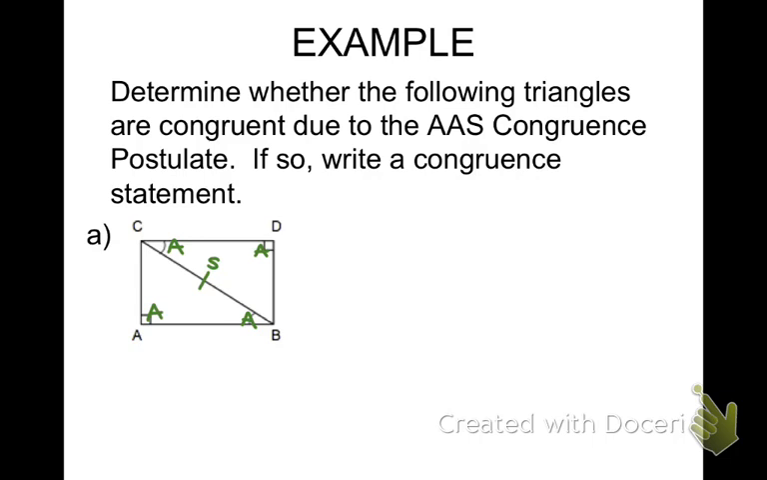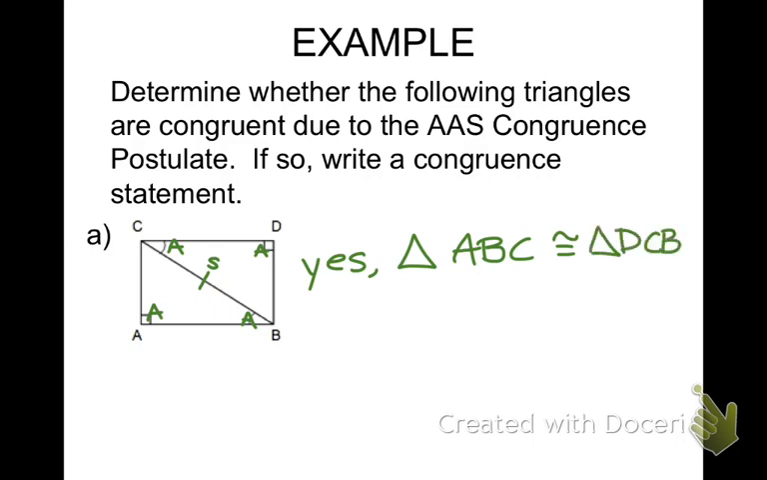So the side is not between the two angles, because in between the two angles would be here at AB and here at DC. So it is angle, angle, side. So yes, triangle ABC is congruent to triangle DCB by angle, angle, side.